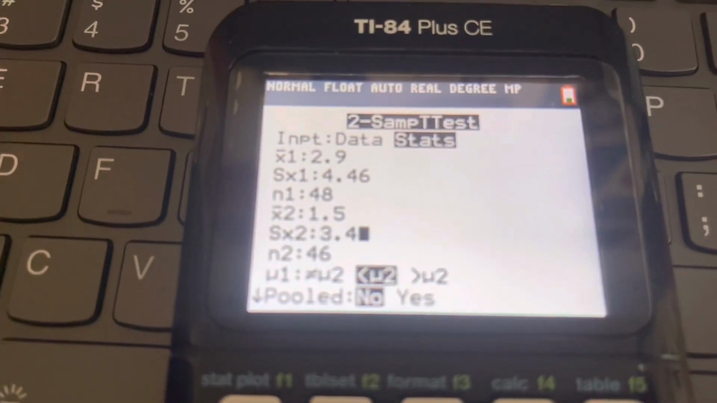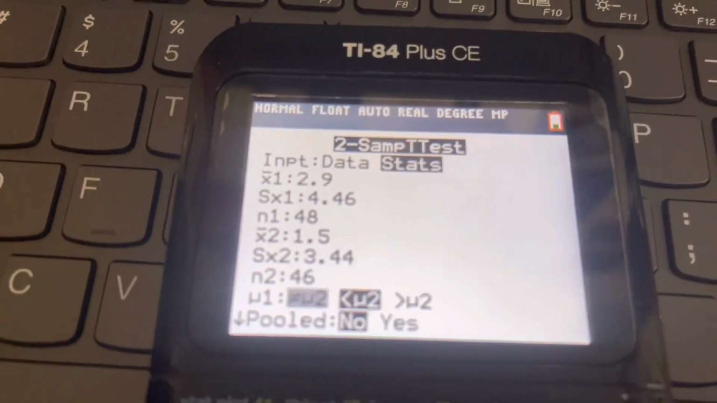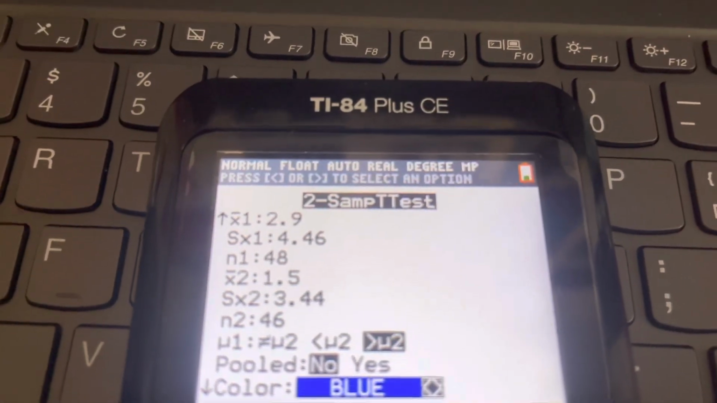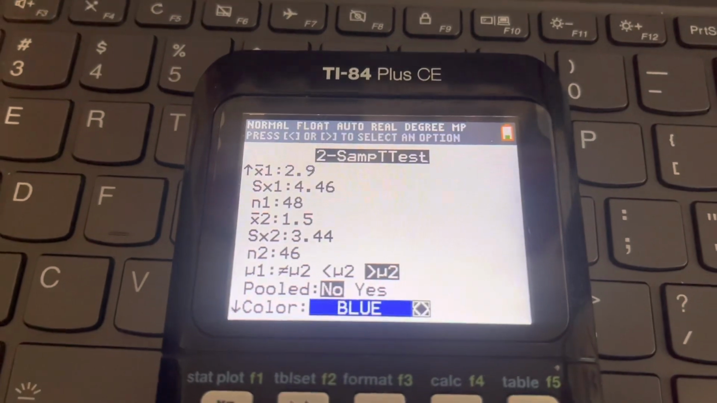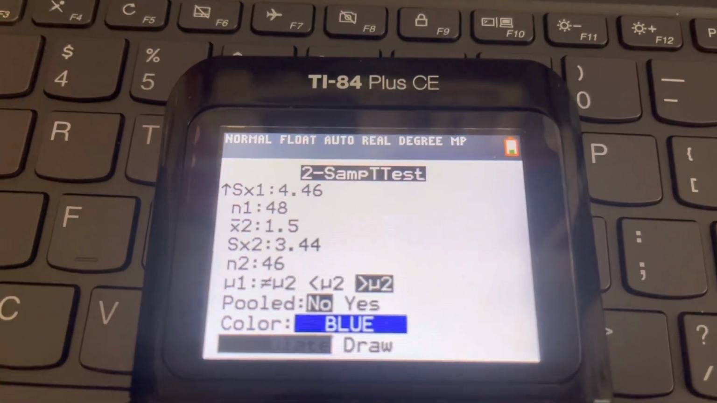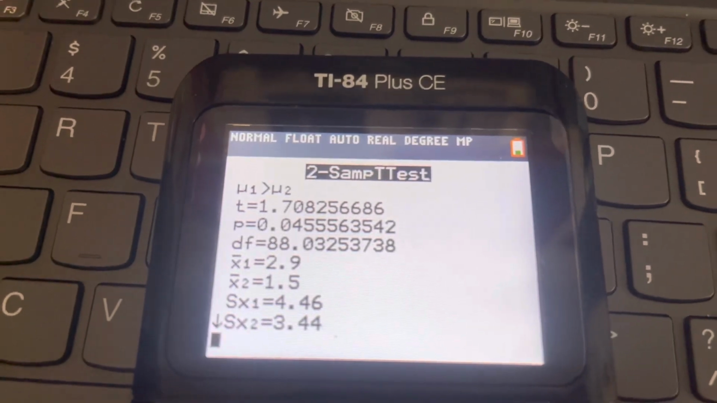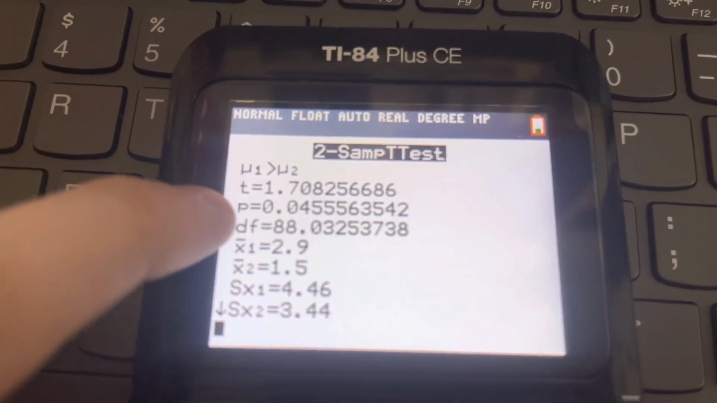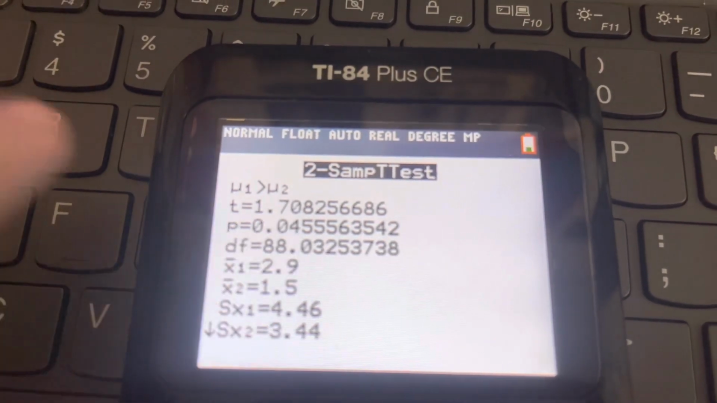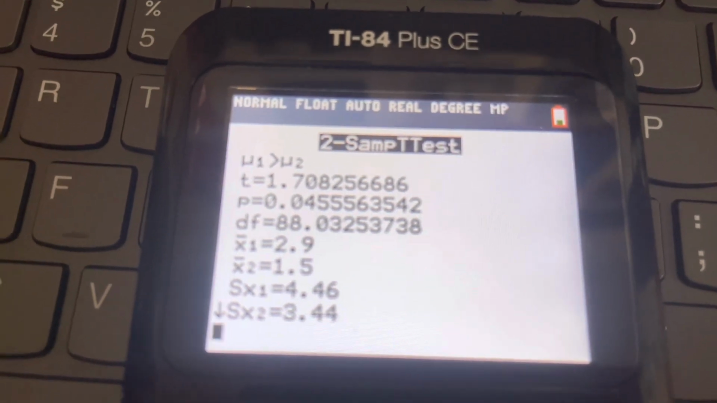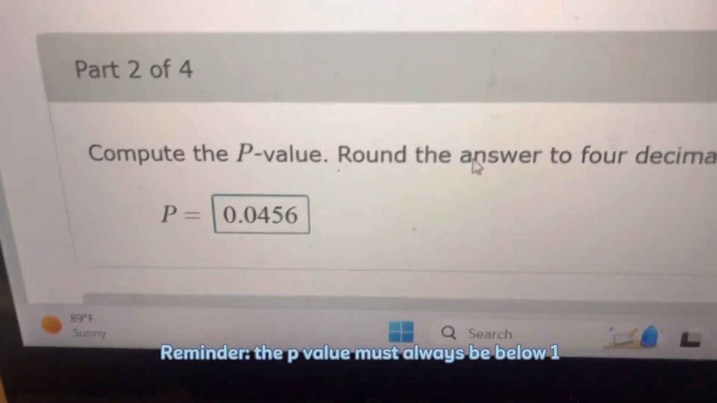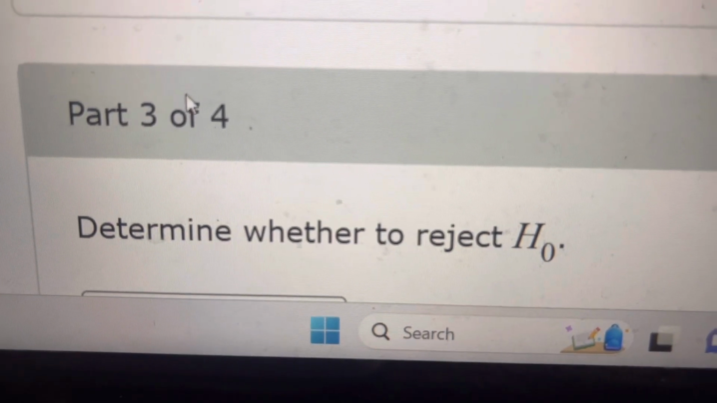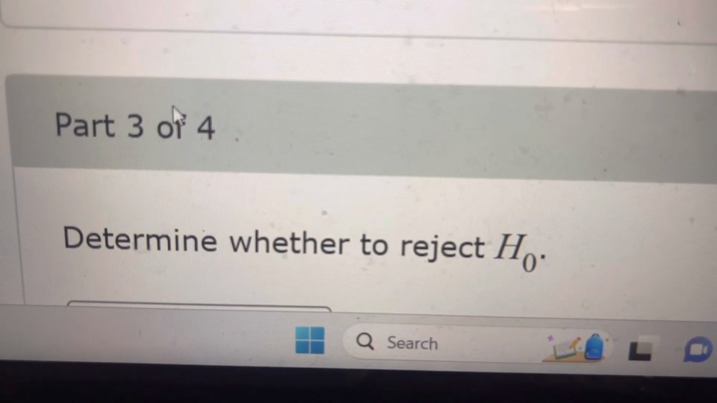So put 3.44. And again, since we found out that the alternate hypothesis was greater than, you're going to want to press this one right here. Always leave the pooled one no. The color you don't have to worry about. We're just calculating it. We're not drawing it. So press calculate, and you'll find all of these stat points right here. And again, it asks you to compute the p-value. So all you got to do is just write this answer down, 0.045 and all those numbers. But you're going to want to round to 4 decimal places. So the answer would be 0.0456.